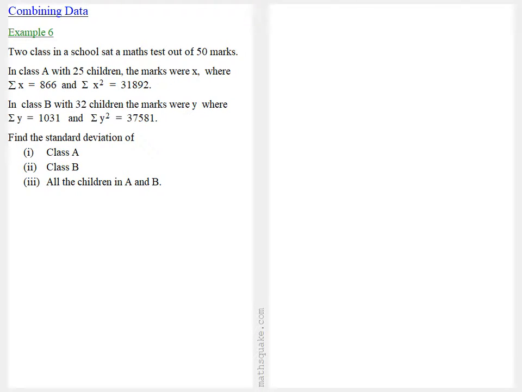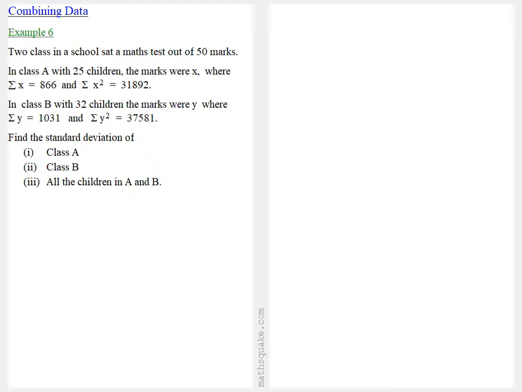Let's have a look at an example of combining data. Example 6. Two classes in a school set a maths test out of 50 marks. Class A had 25 children. Let's label the marks x. We're given the sum of all the marks, sigma x, is equal to 866, and the sum of all the marks squared, sigma x squared, is equal to 31,892.